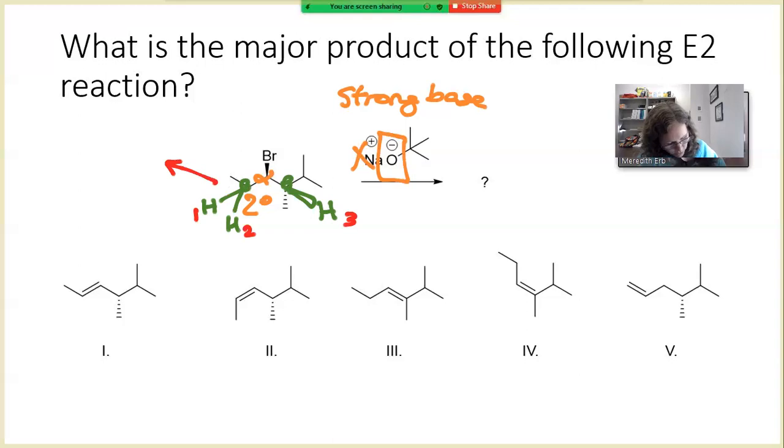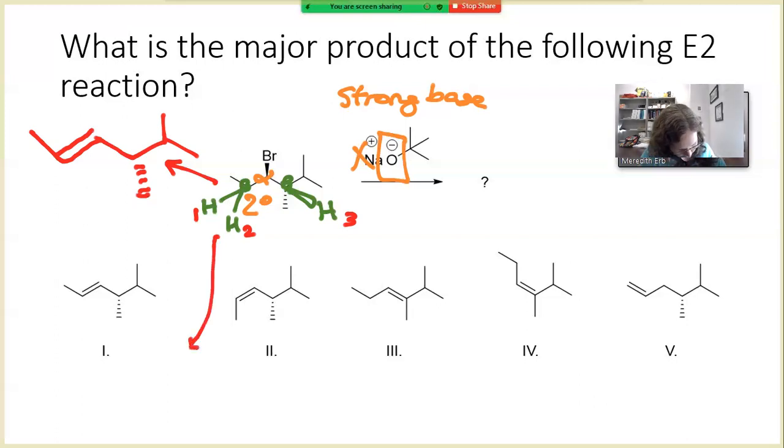So 1 will give us a product that looks like so, with the double bond right here. We can't really tell for sure whether H1 gives us the E or the Z product. I'm just going to arbitrarily say H1 will give us one stereoisomer and H2 will give us the other stereoisomer. Okay, so if we think about H2 and the product that can be formed from it, actually let me draw it down like so. We would end up with this molecule.